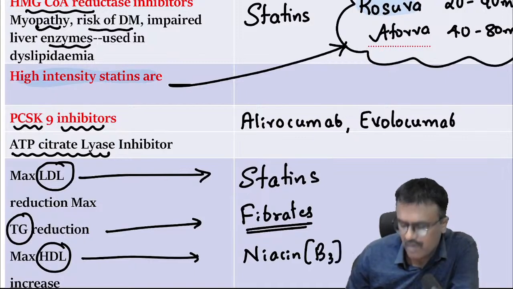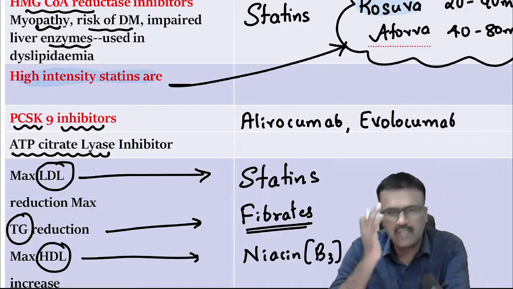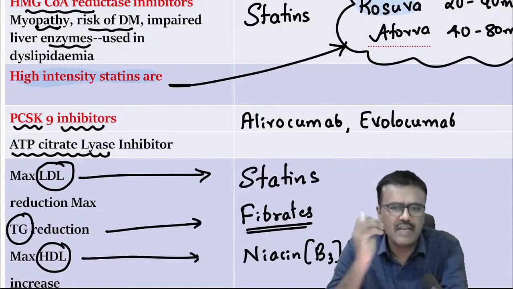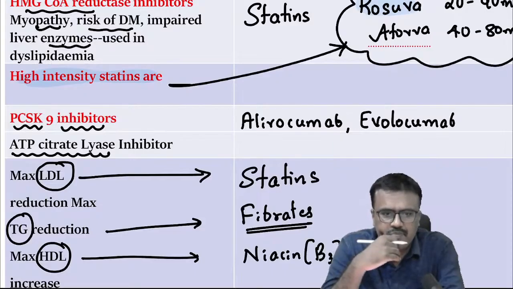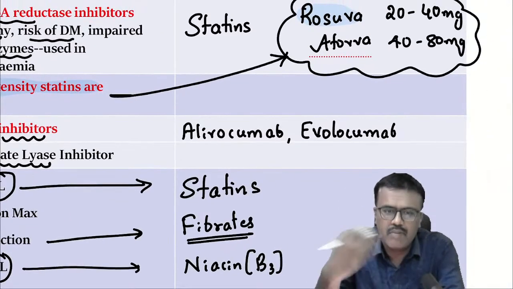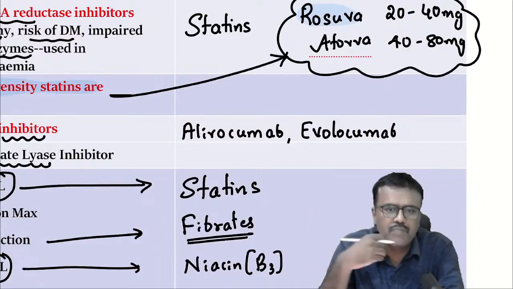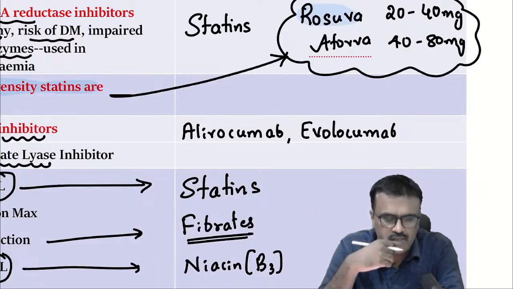But what is the drawback of B3? It causes flushing, pruritus, increases uric acid, increases the risk of diabetes, and myopathy risk. So that is why niacin sometimes is combined with aspirin to prevent pruritus and flushing. A very beautiful drug.